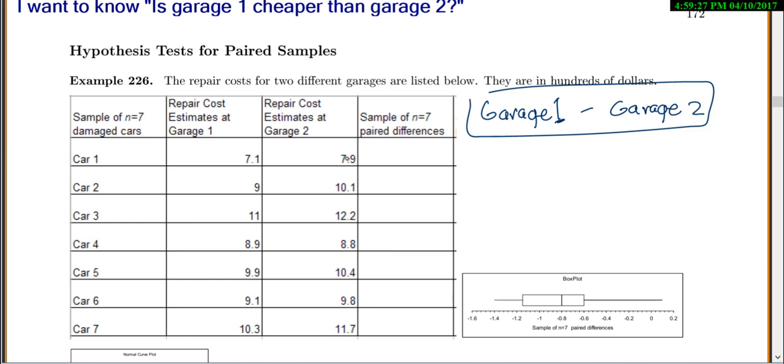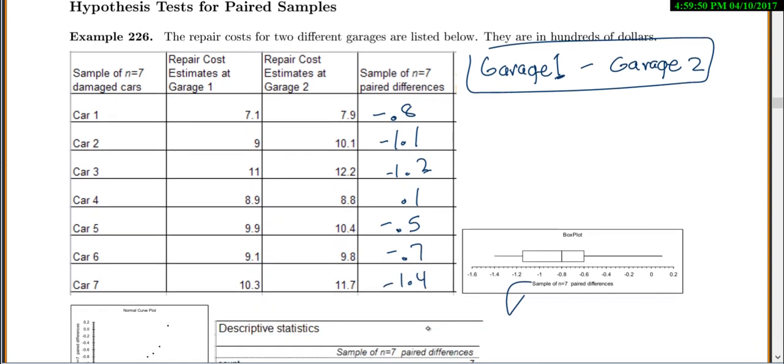So we'll do 7.1 minus 7.9. This gives me a difference of negative 0.8. And 9 minus 10.1 gives me negative 1.1. 11 minus 12.2 is negative 1.2. Then 0.1, negative 0.5, negative 0.7, and negative 1.4. So notice I now have 7 differences.